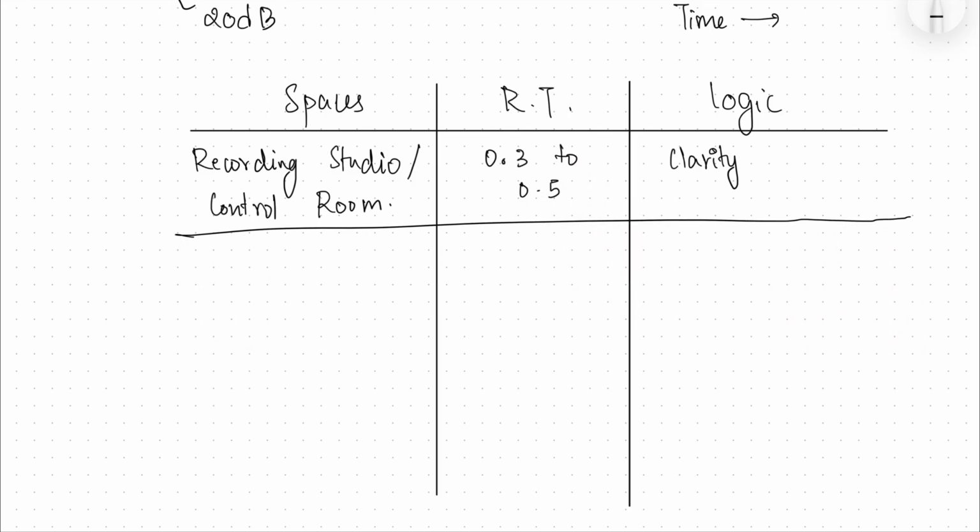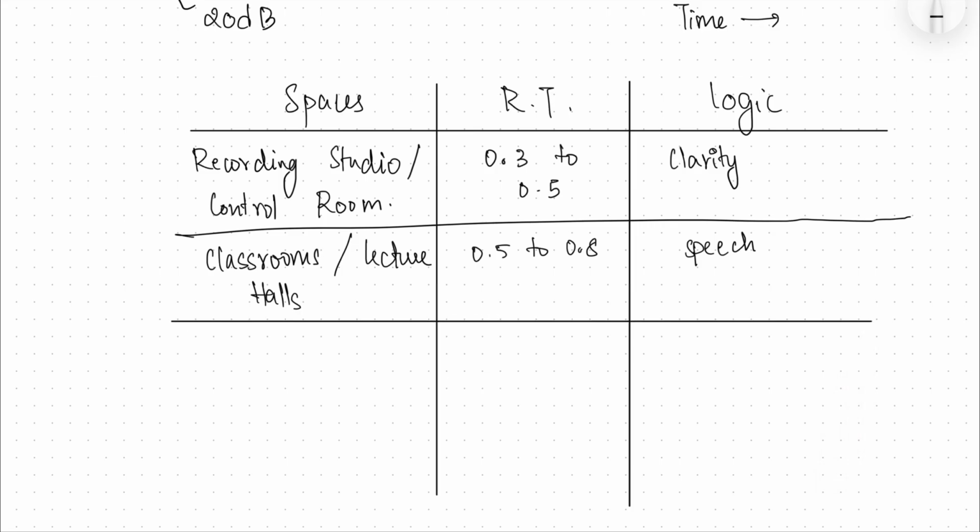Then you have classrooms or lecture halls. There your speech should travel a long distance, so you have a slightly okayish RT, 0.5 to 0.8. Then you have auditoriums and theaters.